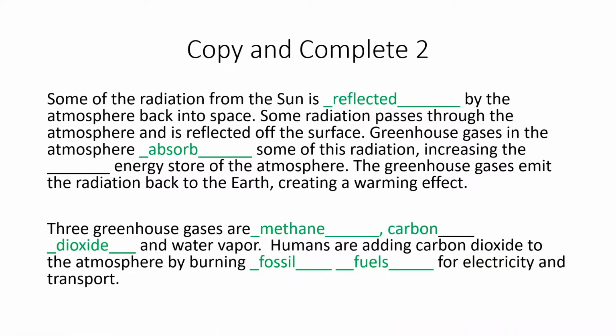Some of the radiation from the sun is reflected by the atmosphere back into space. Some radiation passes through the atmosphere and is reflected off the surface. Greenhouse gas absorbs some of this radiation, increasing the thermal energy stored in the atmosphere. It's just a recap from the last lesson. Greenhouse gases emit radiation back to the Earth, creating a warming effect. So this is revision, and then we've got extra bits.